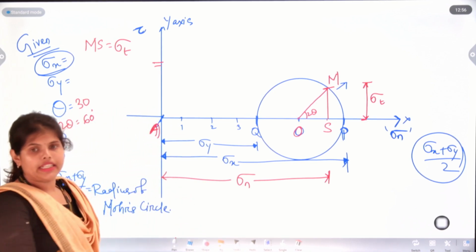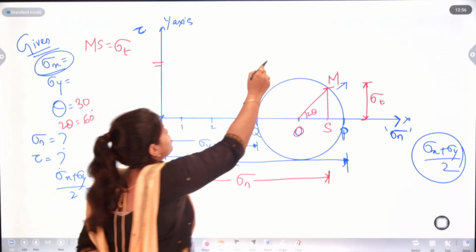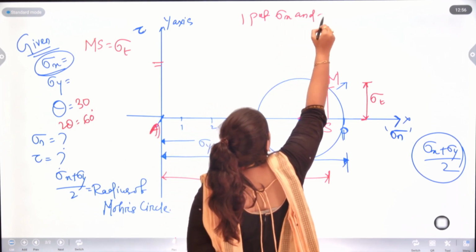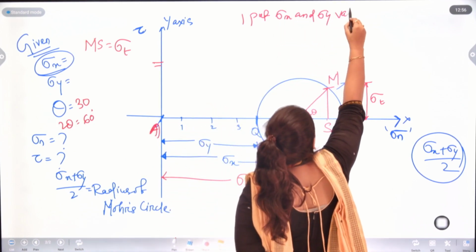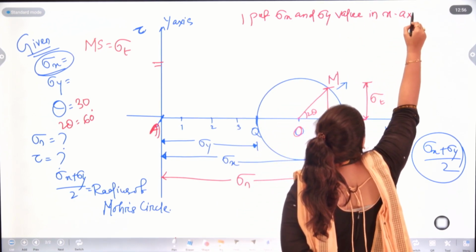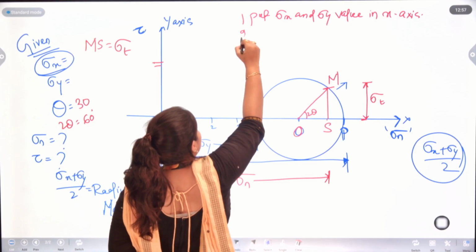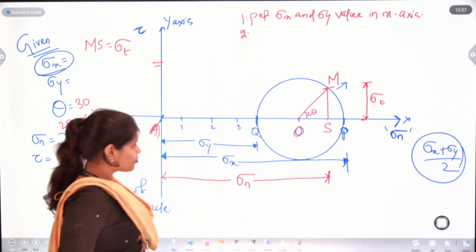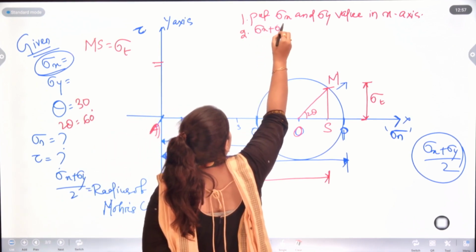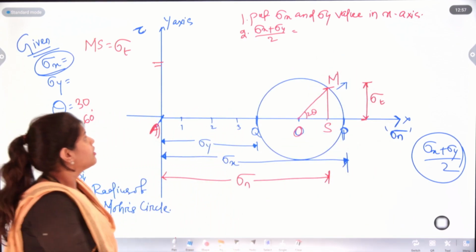Okay, very easy. The first priority is to put the sigma x and sigma y values in the x axis. Next, in our second point, what we have done? We need to find the average of sigma x and sigma y, and that will be the radius of the Mohr circle.